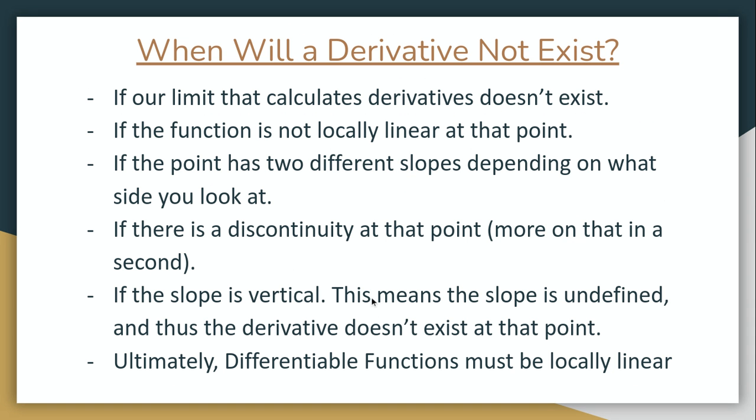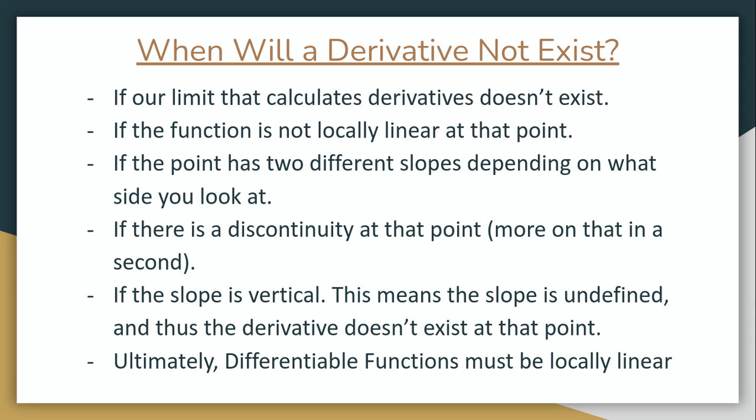So let's go over the criteria for when a derivative will not exist, because right now we've been talking about all the cases when derivatives will exist. We've been talking about differentiability and all that stuff. But if our definition of differentiability that we just covered is that a function is differentiable if it's differentiable at every point in its domain, it only makes sense to ask, well, then when is a function not differentiable? When can you not differentiate a function at that point?